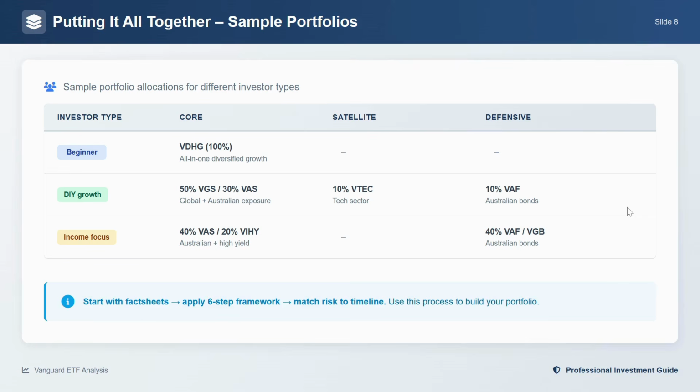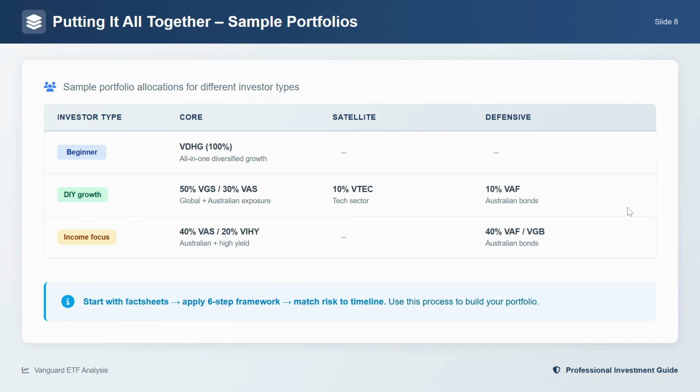Let's put it all together with 3 example portfolios. For the beginner, just buy VDHG. That's 100%. No rebalancing, no stress. For the DIY growth investor, 50% VGS, 30% VAS for core Aussie and global exposure, then 10% in something like VTEC for tech tilt, and finally 10% in bonds like VAF to take the edge off.